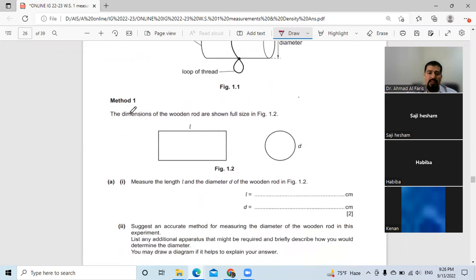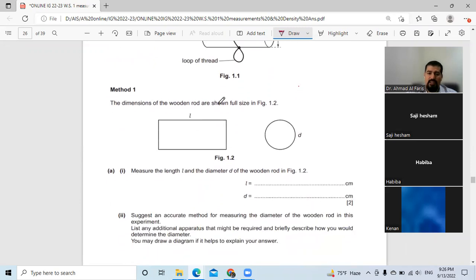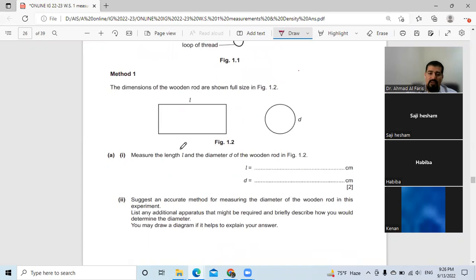Method 1. The dimensions of the wooden rod are shown full size in figure 1.2. A. Measure the length L and the diameter D of the wooden rod. Only measure, use your ruler, put it on the paper, put your ruler here, and tell me how much is the reading from here to here. You can start from 0, for example, like this.